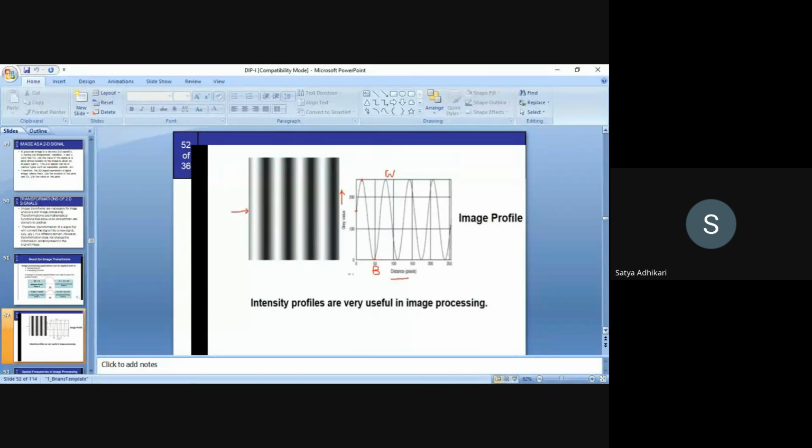Intensity profile. As we discussed, the intensity is nothing but a numerical value of every pixel. Every pixel has a numerical value called the intensity value or gray level value. Sometimes in some books it is written as tone value.